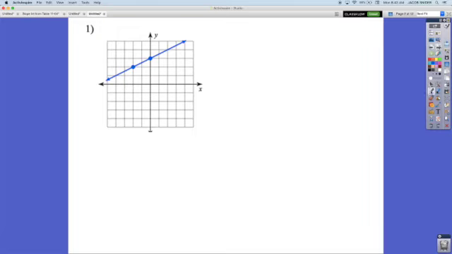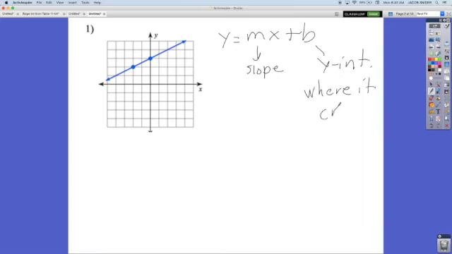So if I have this graph right here, if I go back to my equation that we worked with all of last week, we've got two things that I need. The first thing I need is my slope. The second thing that I need is my y-intercept, which is where it crosses the y-axis.